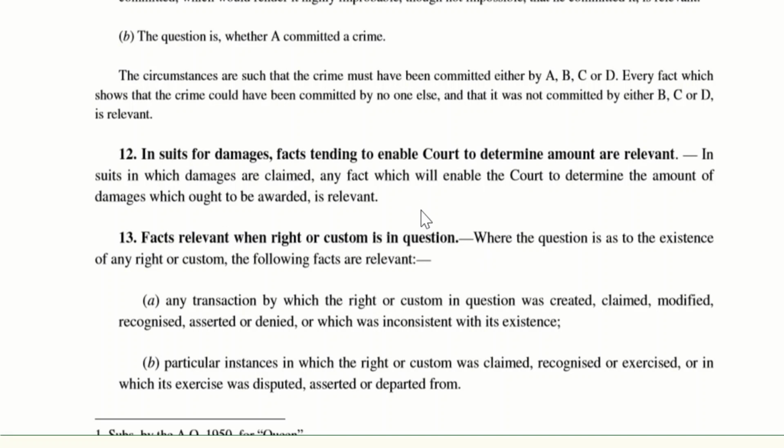In suits in which damages are claimed, any fact which will enable the court to determine the amount of damages which ought to be awarded is relevant. They say so. As you all know, in some cases compensation or damages is being given. Imagine there is an acid attack victim. A lady has been attacked with acid.